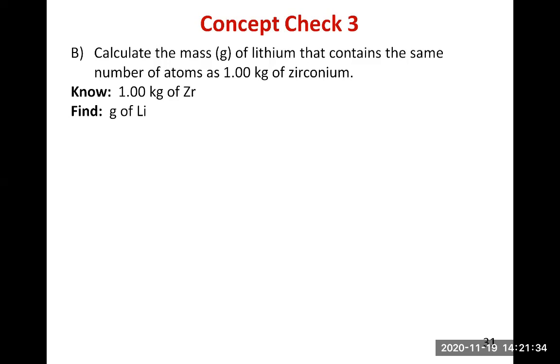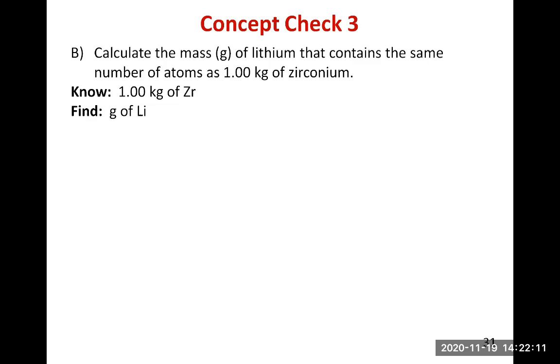So, you know, you have zirconium, but you want to end up with lithium. So here you have to first change the kilograms of zirconium to grams, because to be able to change zirconium to lithium, we will need to say that it's the same number of atoms. For the same number of atoms, that means you have the same number of moles, right? Because a given mole has always the same number of atoms in it. So by having the same number of moles of zirconium as you have lithium, then you will have the same number of atoms.